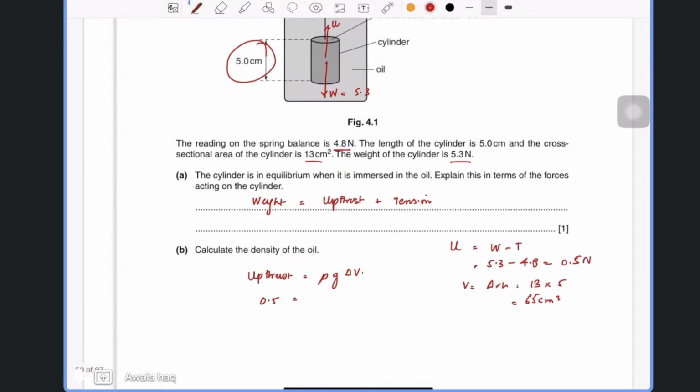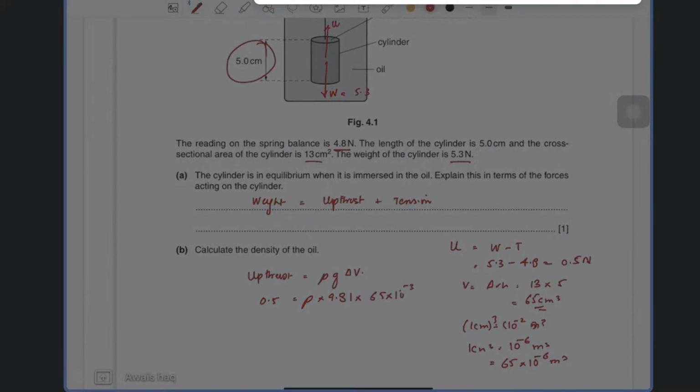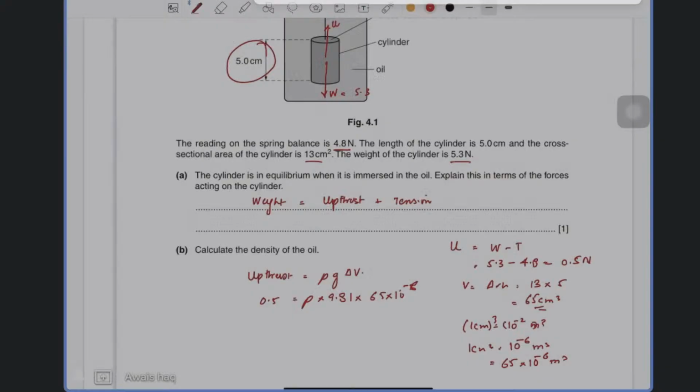The biggest issue is that all of these values are in SI units, but this is not in SI units, so you have to change it. 1 centimeter is basically 10 raised to minus 2 meter, right? So when you cube it, 1 centimeter cube will be 10 raised to minus 6 meter cube. We are going to replace this, so it means it is 65 times 10 raised to minus 6 meter cube. So I'm then going to find density by 65 into 10 raised to minus 3. Okay, minus 6, sorry. Can you please do this?